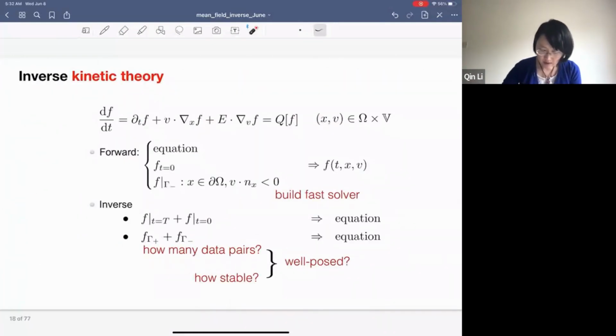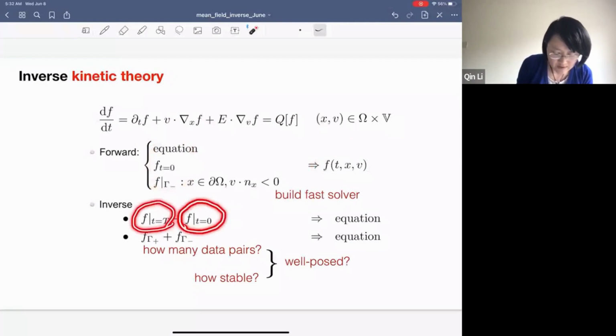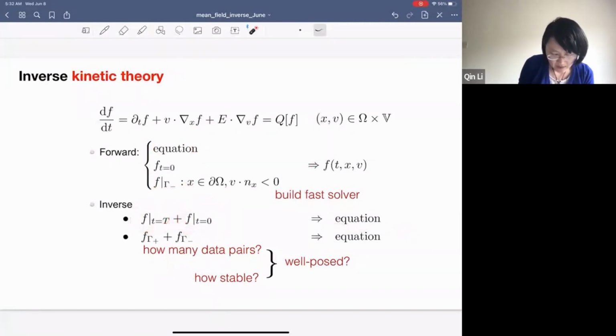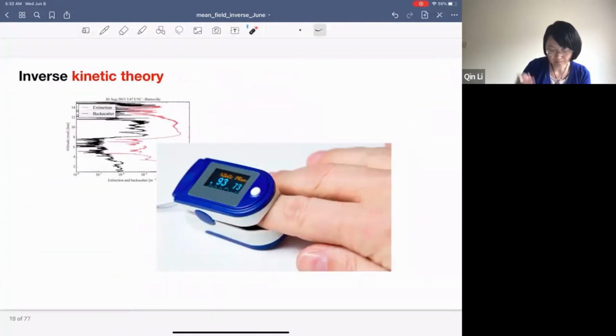So this is a summary. The forward problem is you give me the equation, initial condition, boundary condition, etc. I find a fast solver to solve the equation, to find a solution to the equation. The inverse problem is the reciprocal. I tell you the initial and the final data, and I would like to reconstruct the equation. Or I tell you the incoming and outgoing data, and I would like to use the data pairs to reconstruct the equation, etc. So that's the inverse kinetic theory.